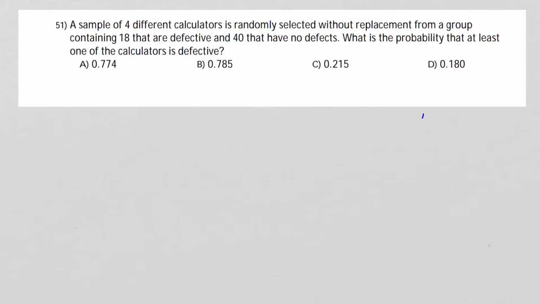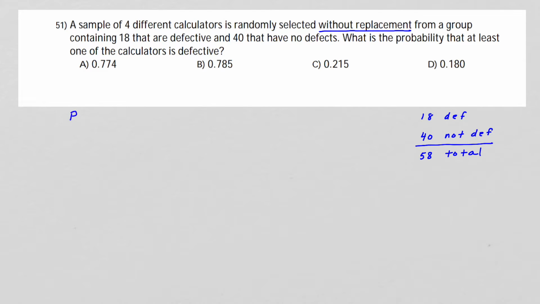So first of all, we have 18 defective, 40 that are not defective, which means that there's a total of 58. Now, these 4 calculators are being selected without replacement. That's important to take note of.